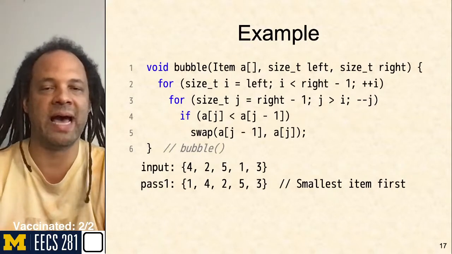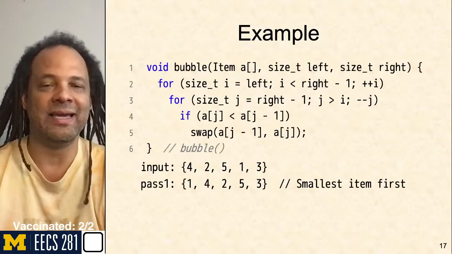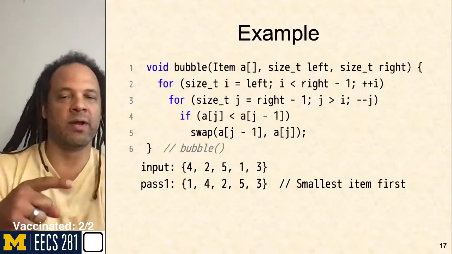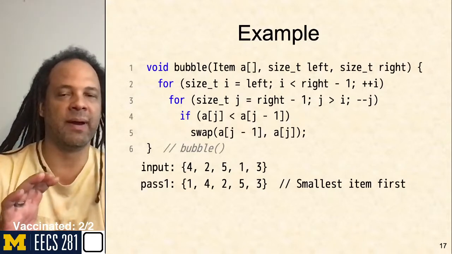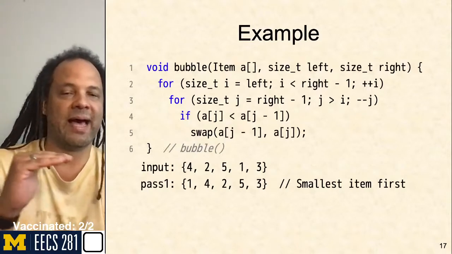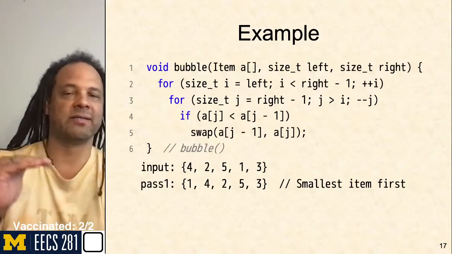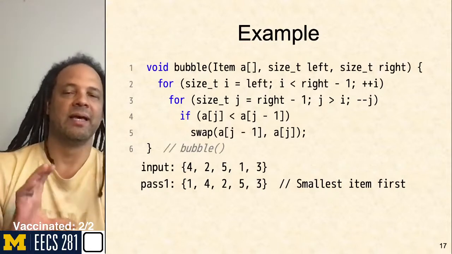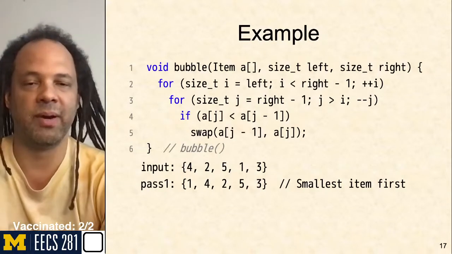So that's why we go down to i in the inner loop, because once I've put that 1 in the first position, I don't need to do any comparisons to swap it. So I'll have to do 4 comparisons in the first pass, 3 comparisons in the second pass, 2 comparisons in the third pass, and so on until I'm not having to compare any items.